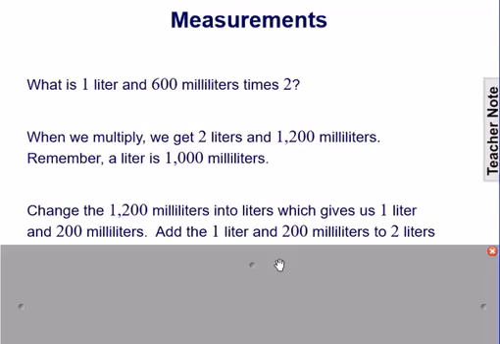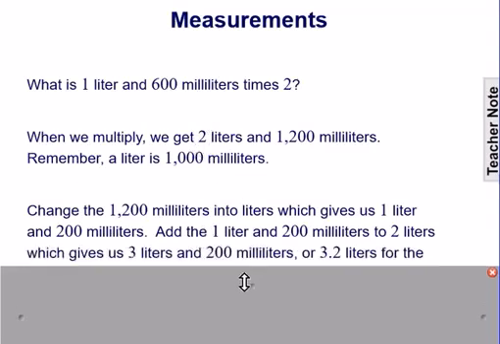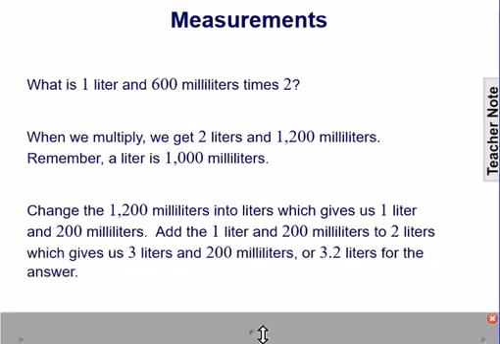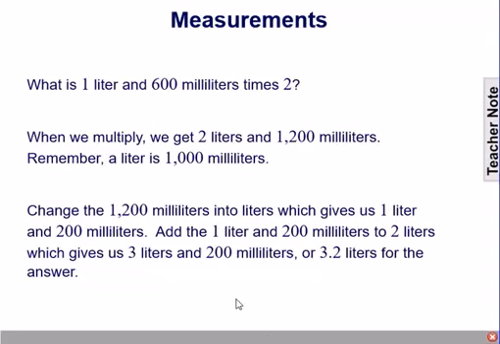But we can add that liter and the 200 milliliters. We're adding what we just found. The 1,200 milliliters is now 1 liter and 200 milliliters. And we're going to add that to the existing 2 liters we got by multiplying by 2. And that gives us 3 liters and 200 milliliters, which is 3.2 liters for the answer. It can get a little tricky, but just remember your milliliters versus your liters. But we have to remember to convert at the end.